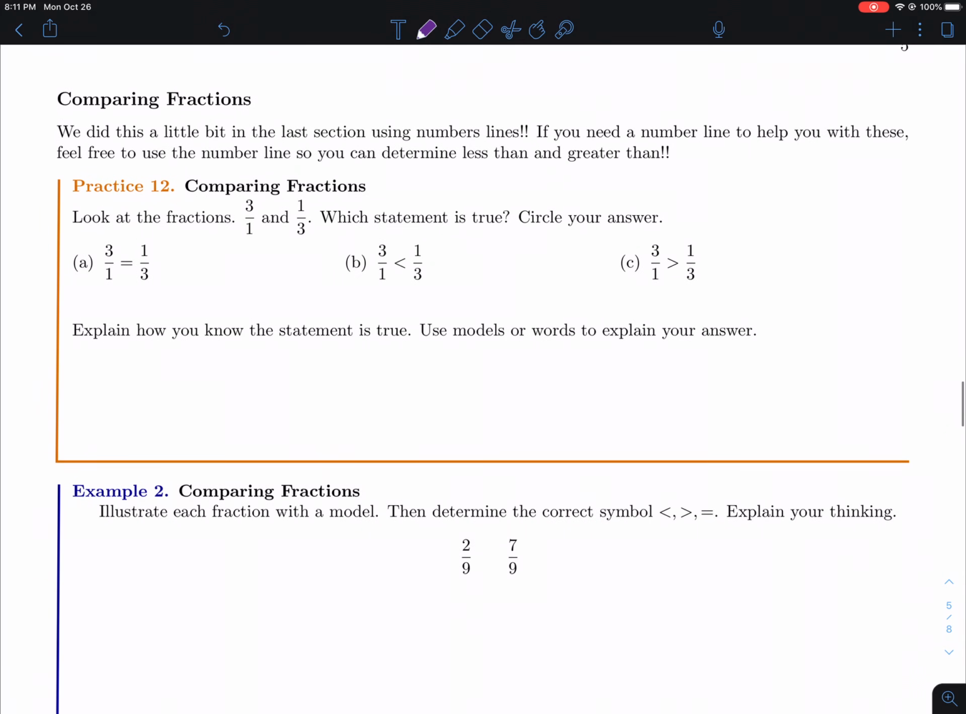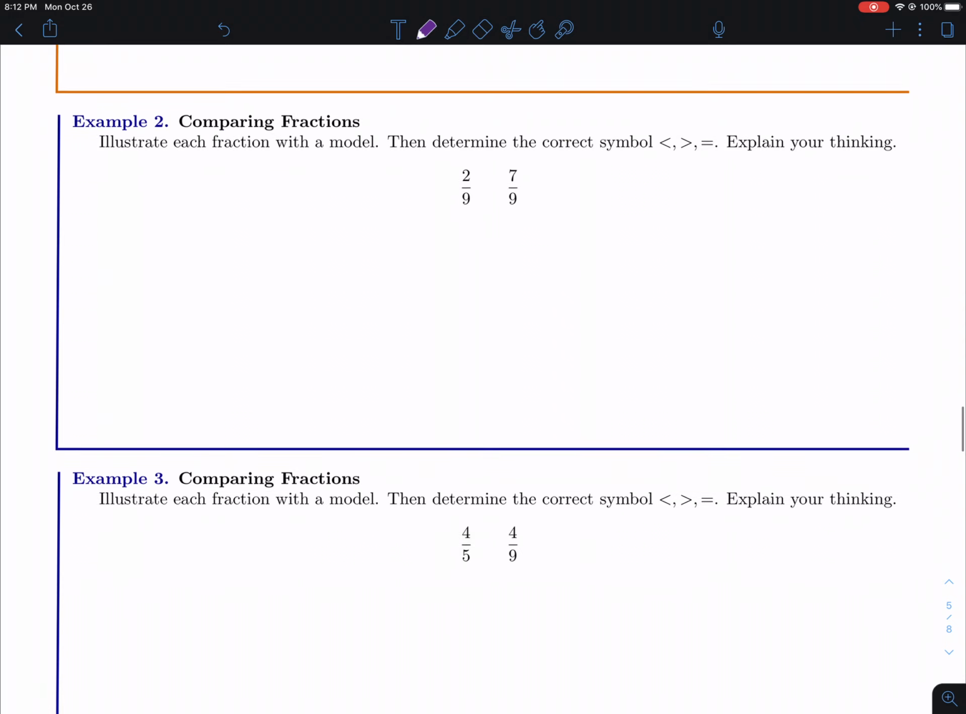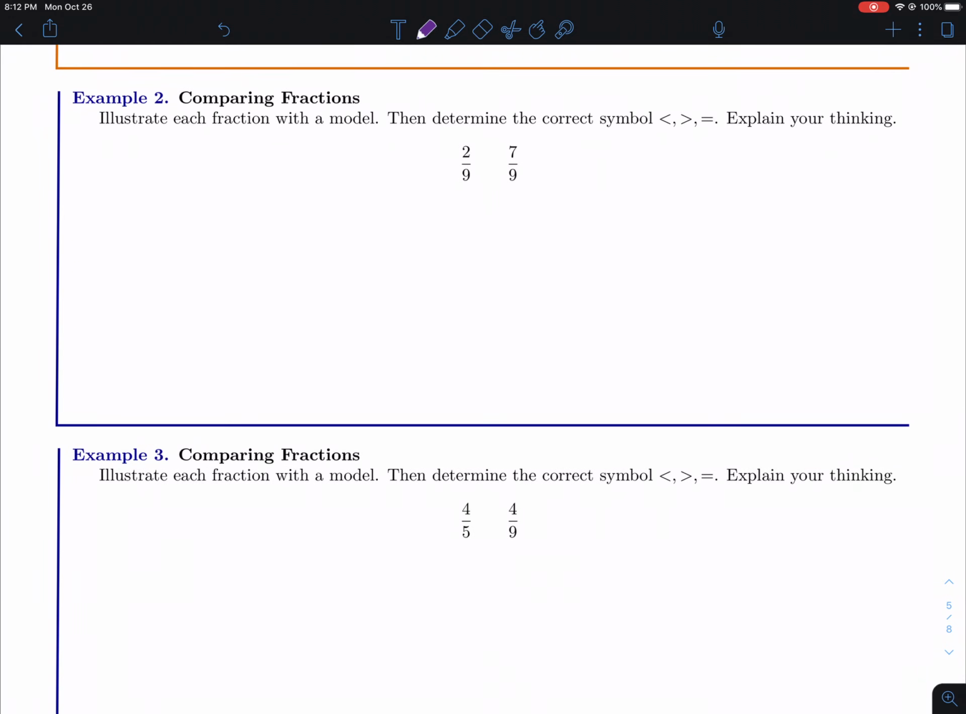So comparing fractions, this is going to be important because when we're on a number line, we want to know exactly where numbers relate to each other. The first one I kind of let you guys do on your own. So compare 3 over 1 and 1 over 3. I think you'll know whether they're equal to each other, less than or greater than, and then just explain your answer. But I wanted to do a couple of these just to get you motivated and thinking about patterns. There's a couple patterns that we're going to be working on for these guys.